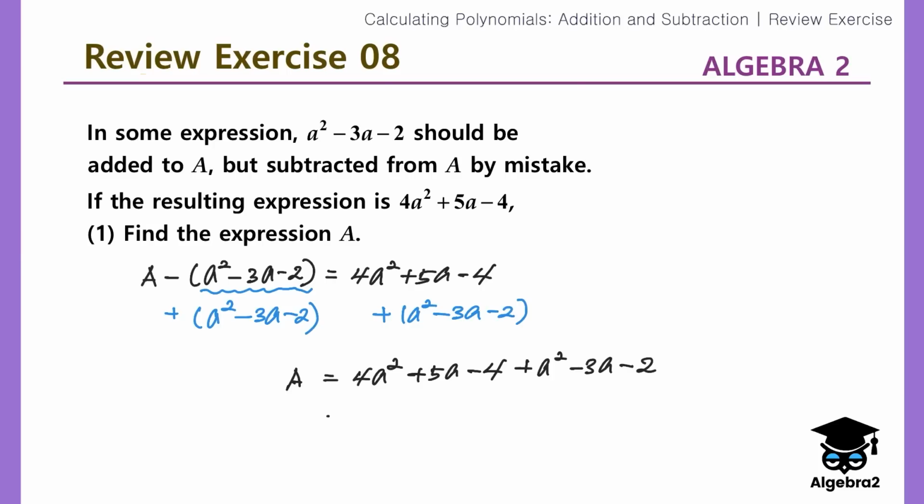So that's going to be equal to, okay, look for like terms. We have 4a squared and a squared: 4 plus 1, that's 5a squared. And we have the a terms, 5a minus 3a: 5 minus 3, that's plus 2a. And we have minus 4 minus 2, that's going to be minus 6. So the expression A is equal to 5a squared plus 2a minus 6.